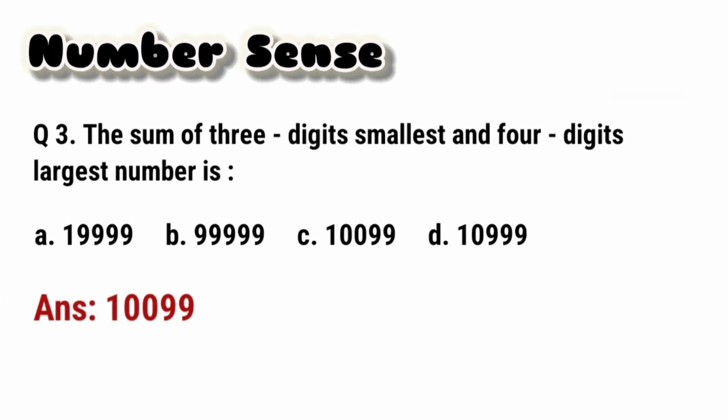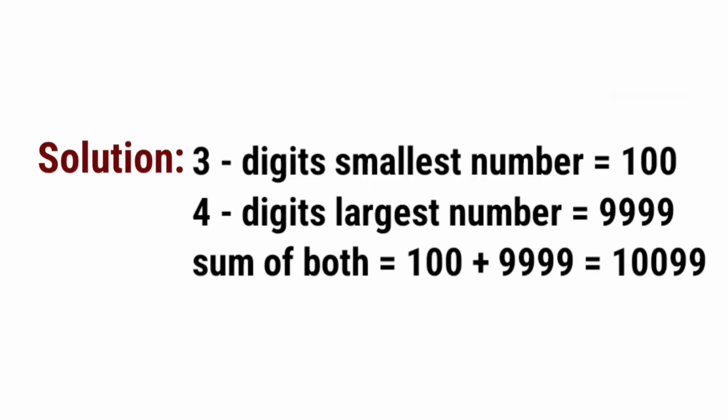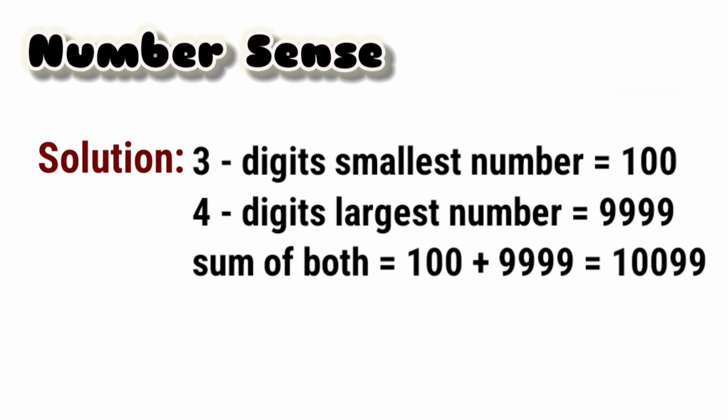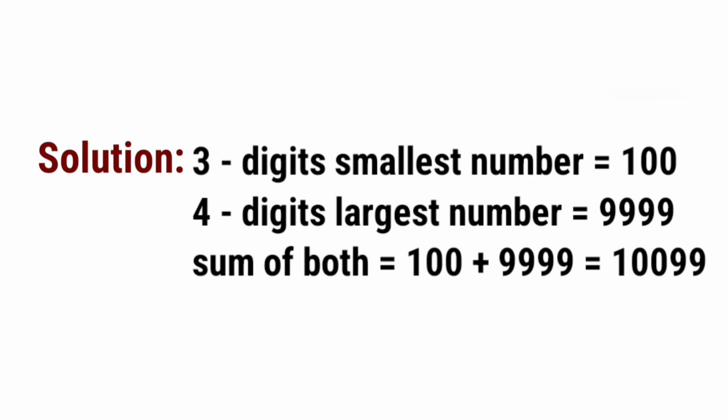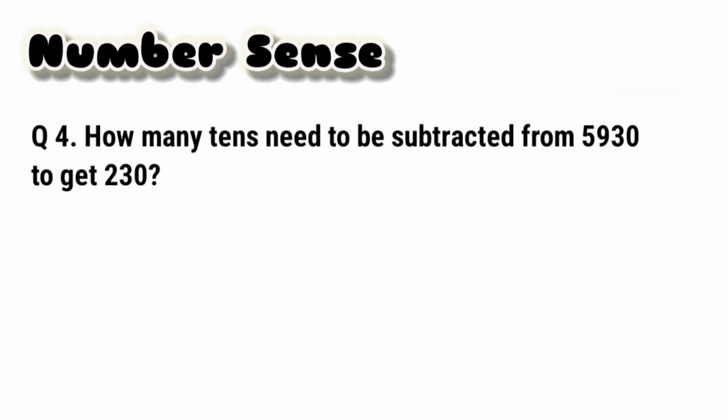10,099, because 3 digits smallest number है 100 and 4 digits largest number है 9,999. So the sum of both numbers equals 100 plus 9,999 equals 10,099.